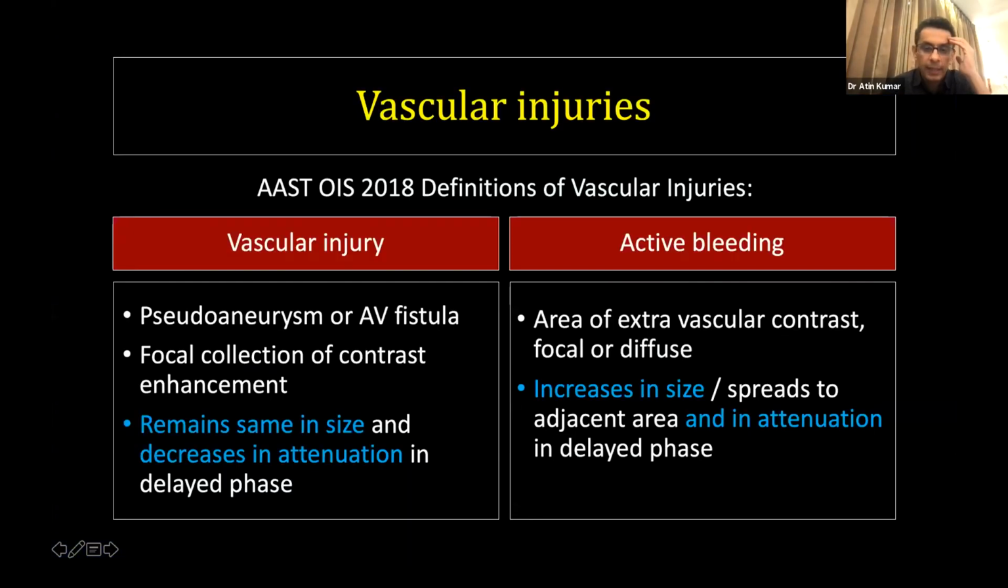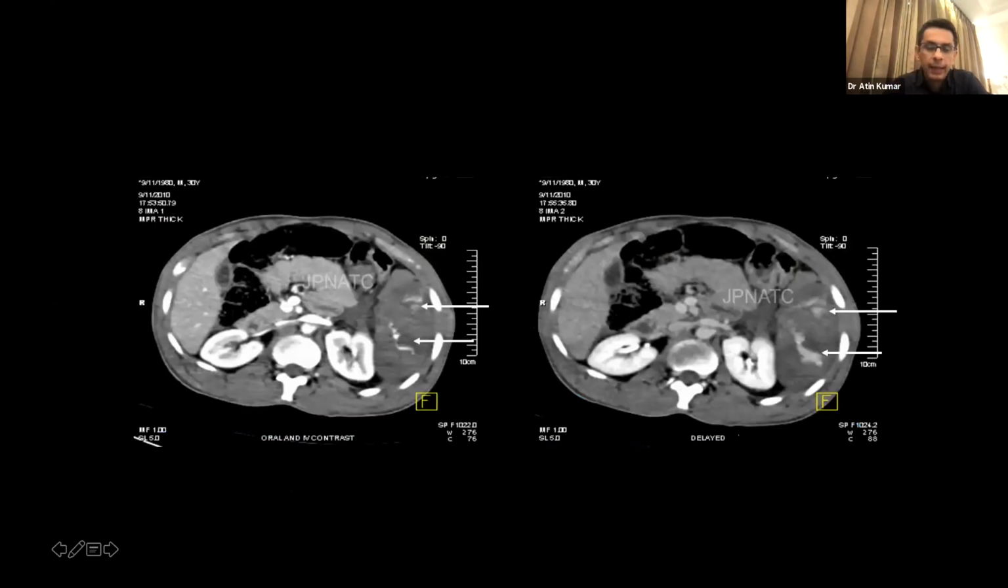So let's look at the examples and the definitions. How do you define or recognize a vascular injury? By vascular injury, I'm calling out a contained vascular injury. They are basically focal collections of contrast. They remain the same in size but decrease in attenuation in the delayed phase. Whereas if the hyperdensity increases in size or spreads to an adjacent area, and in attenuation in a delayed phase, it is active bleeding. Let's look at examples.